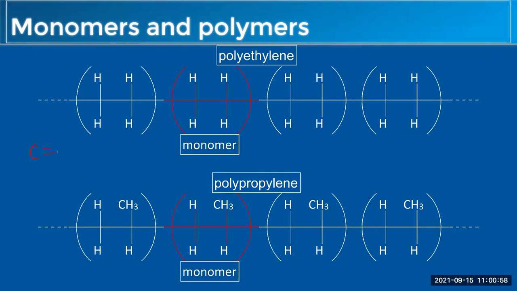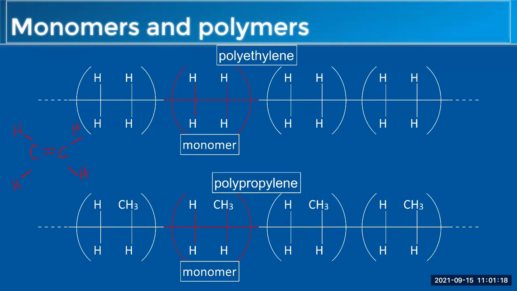Actually, if you had the monomer that was not polymerized, it would look like this, where you've got a carbon-carbon double bond. And we're going to talk about methods in a future class of how we actually polymerize these monomers to make these long chains. But usually a monomer will have a carbon-carbon double bond like this. So this is polyethylene.